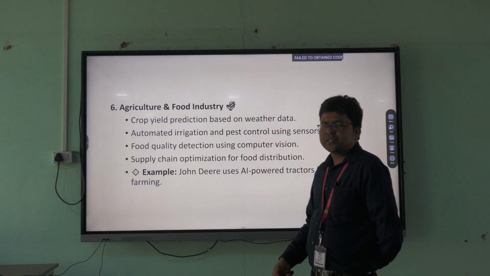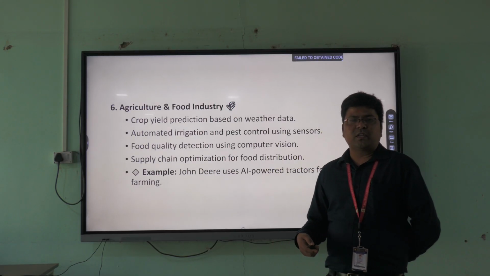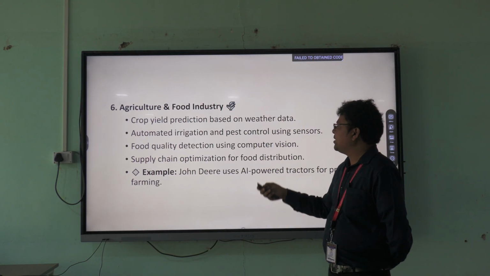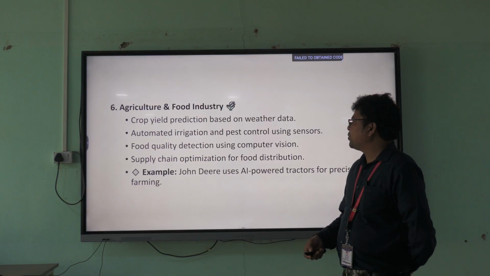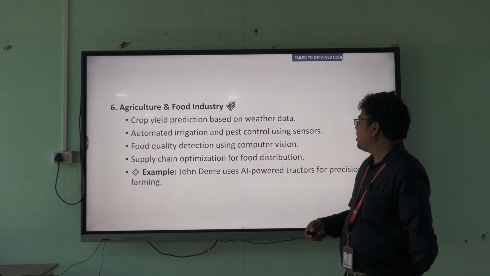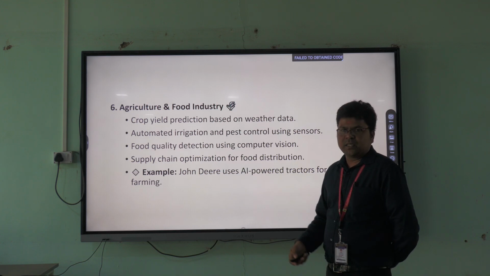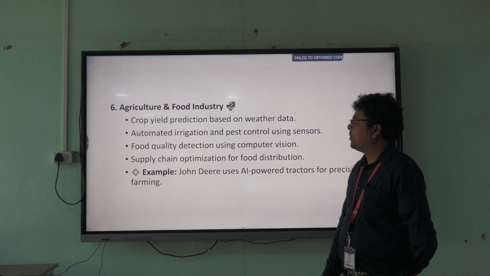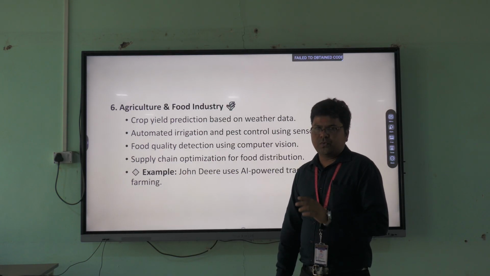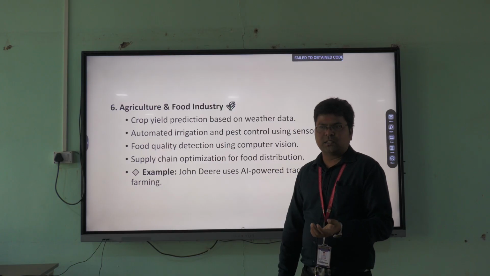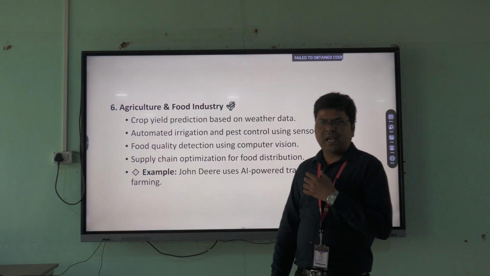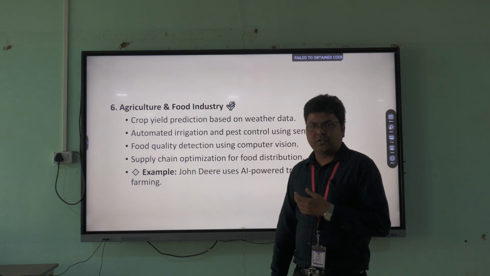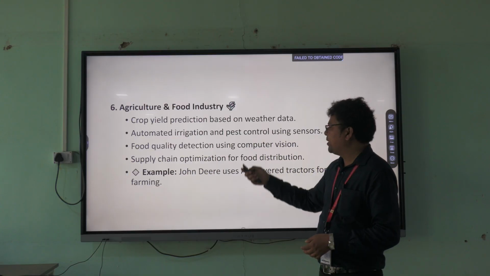And in the agricultural food industry, here also we use different kinds of machine learning models for crop yield prediction, automatic irrigation and pest control, food quality detection and supply chain optimization. John Deere is a tractor manufacturing company that uses a layer of tractors for precision farming. Nowadays data science is very popular, and we are using it in every sector. So in the crop sector, we use data science for crop yield prediction.